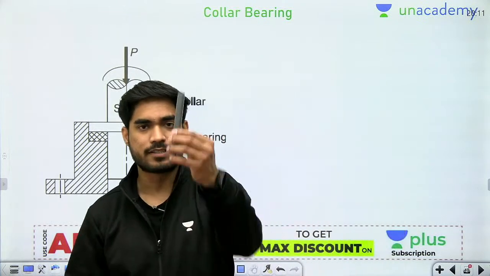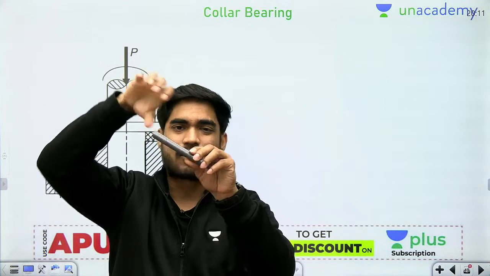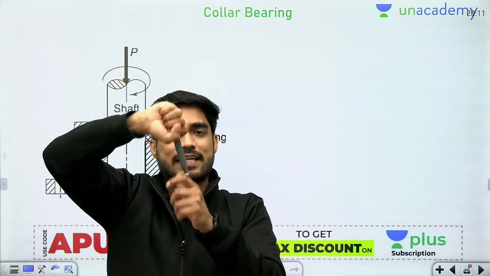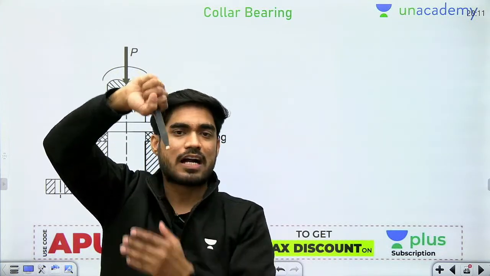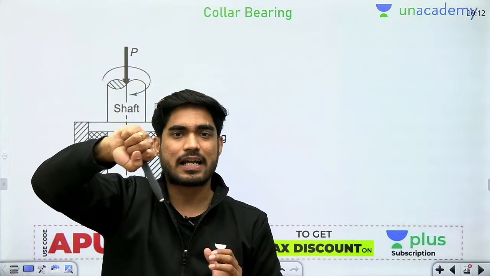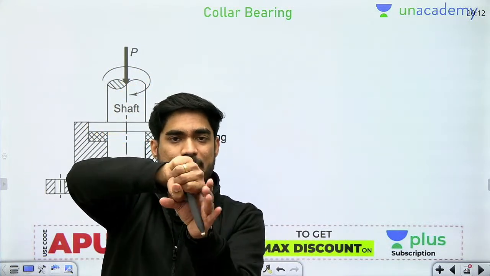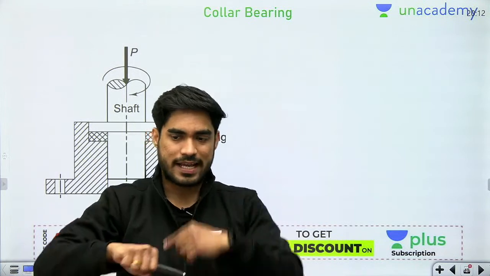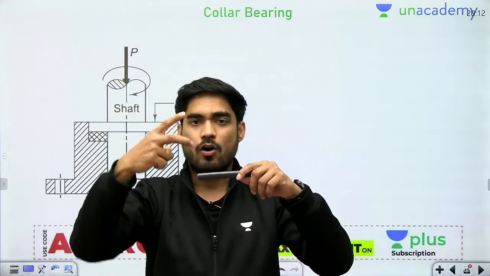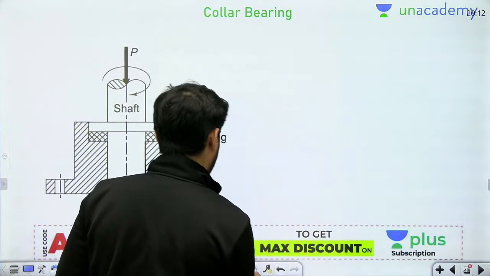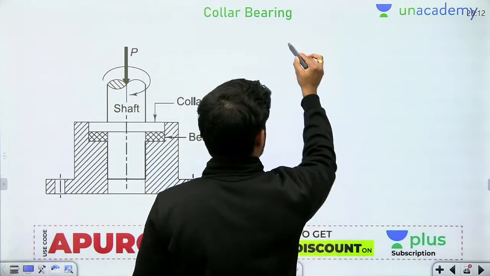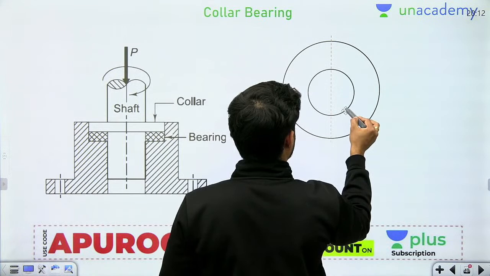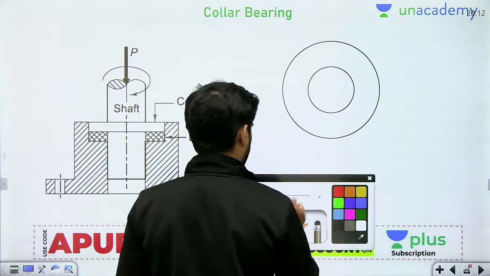What does collar mean? Suppose this is my shaft, and I have put a circular ring around it. If I have put a circular ring around it, then beta it has become a collar. So if I am supporting this collar like this, then this is known as collar bearing. Take a thick, hollow circular ring, this will be the collar. Collar will look like this, a hollow circle. This is our collar.